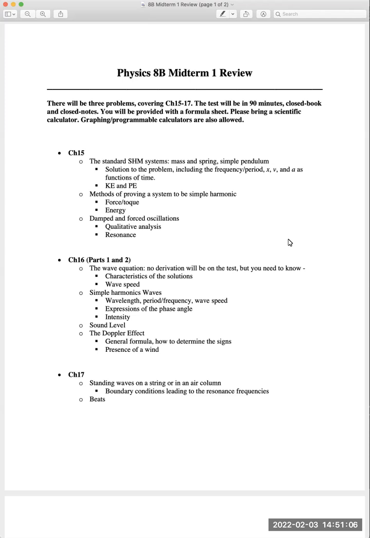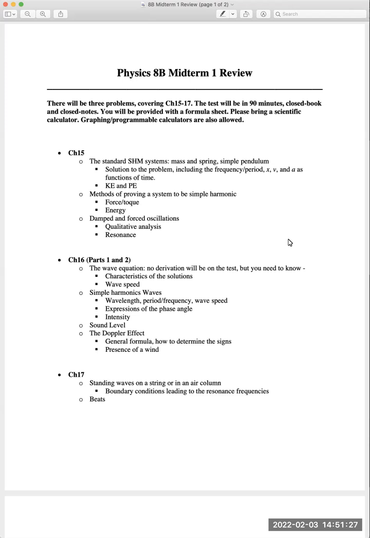And as far as the frequency or the period is concerned, once you write down the standard energy expression or the force or torque equation for the system, you don't have to proceed by solving it from scratch.